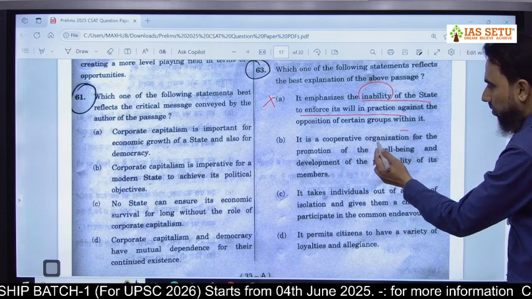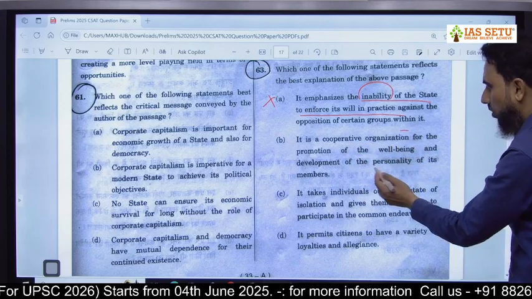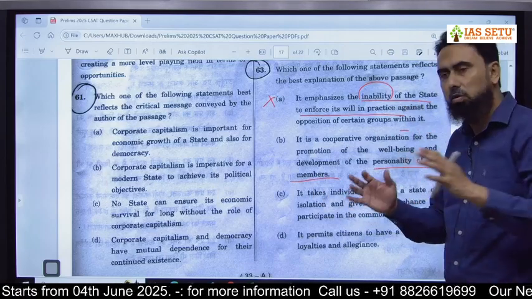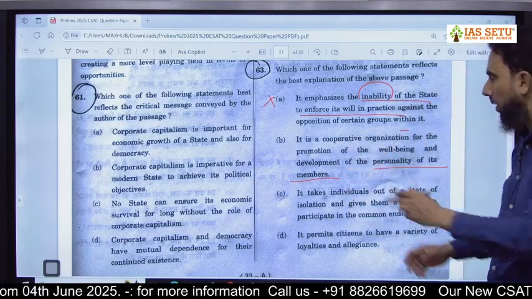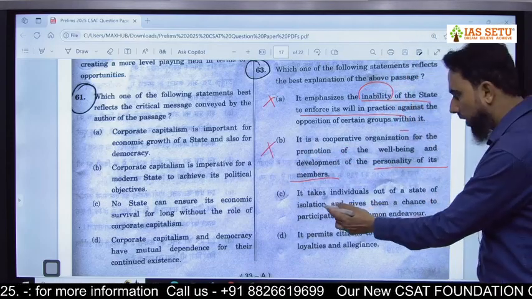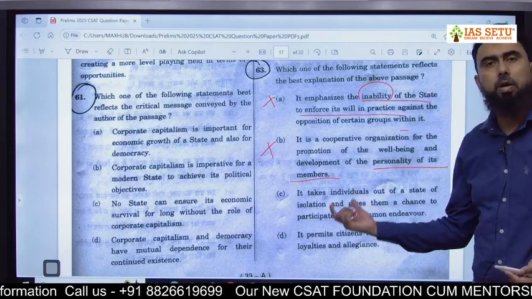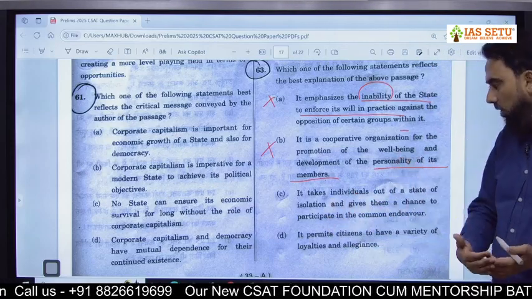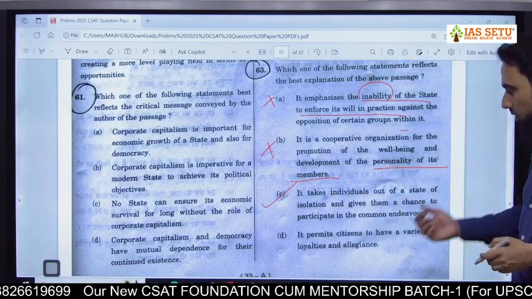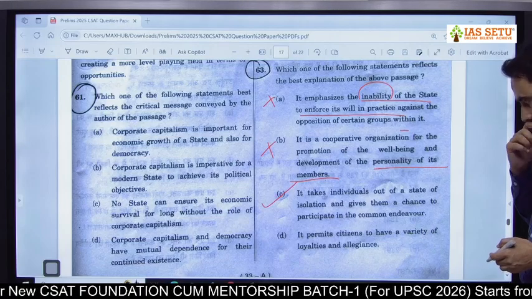B says it is a cooperative organization for the promotion of the well-being and development of the personality of its members. Now it is not talking about the members of the voluntary organization, it is rather talking about the individuals, any general public. So B is also weak. C says it takes individuals out of a state of isolation and gives them a chance to participate in the common endeavor. That's what buffer is. Buffer actually provides them the protection and gives a kind of support to them. So C represents that.